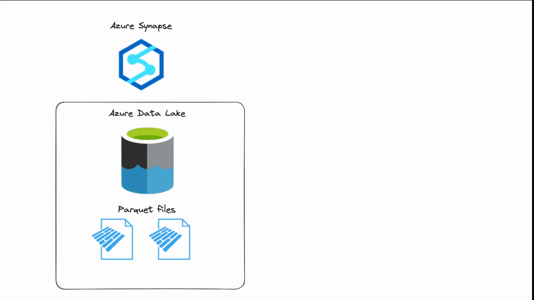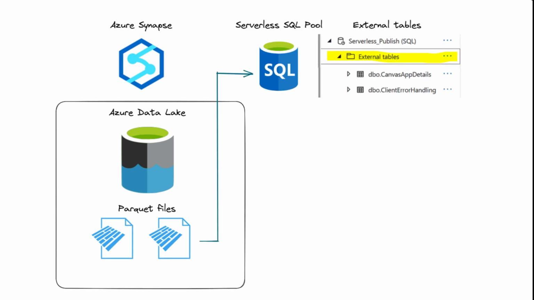First, using Azure Synapse, you can orchestrate at the data lake layer. Second, you can create serverless SQL pools from which you can access the Parquet files through SQL external tables. These tables can be queried just like any other SQL table.